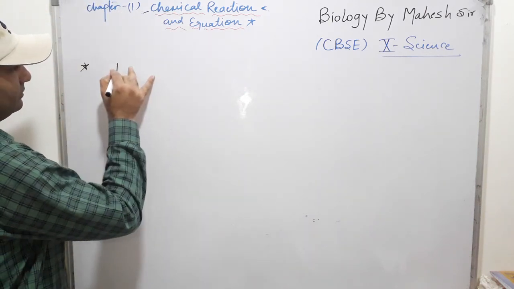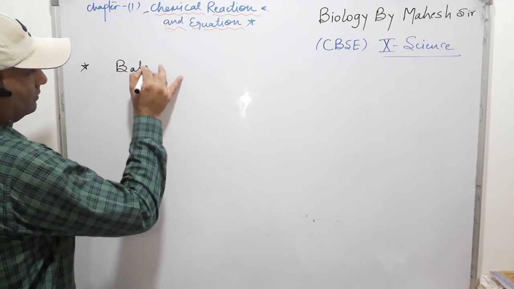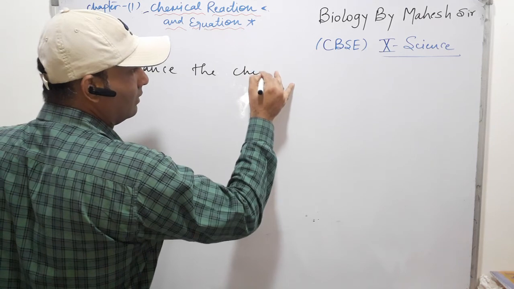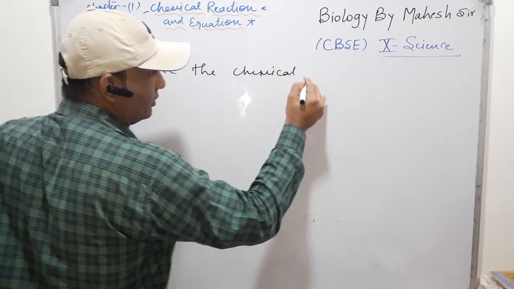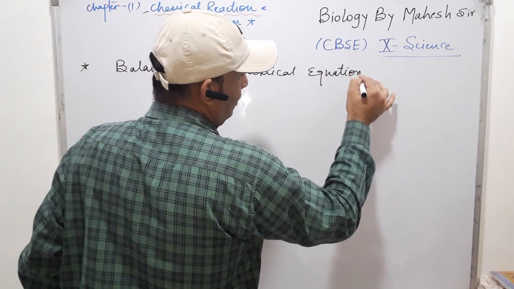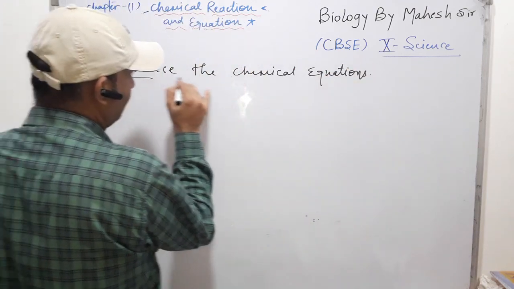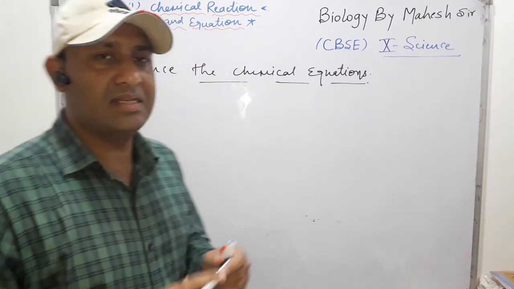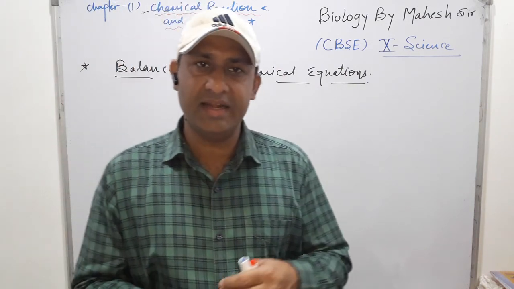Today's topic is balancing chemical equations or chemical reactions. For balancing, we have to balance the number of atoms on the left hand side and then the right hand side of the equation.